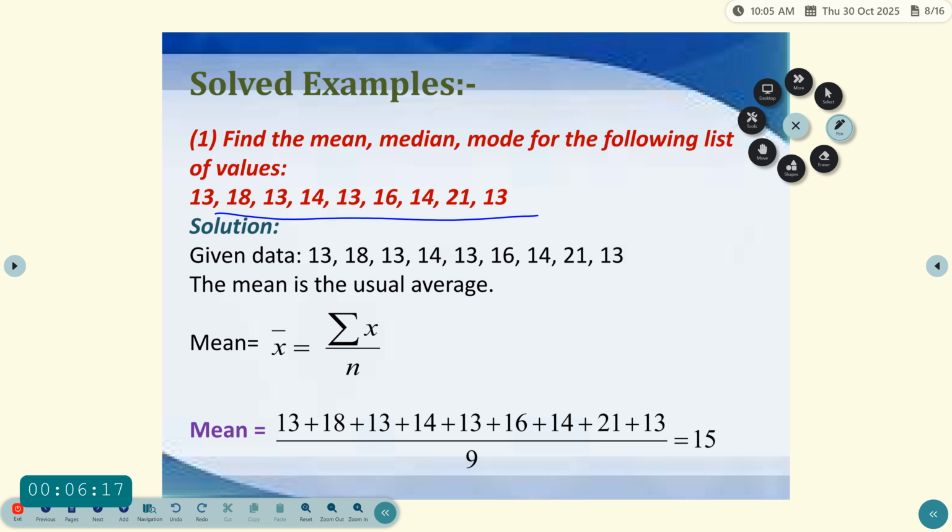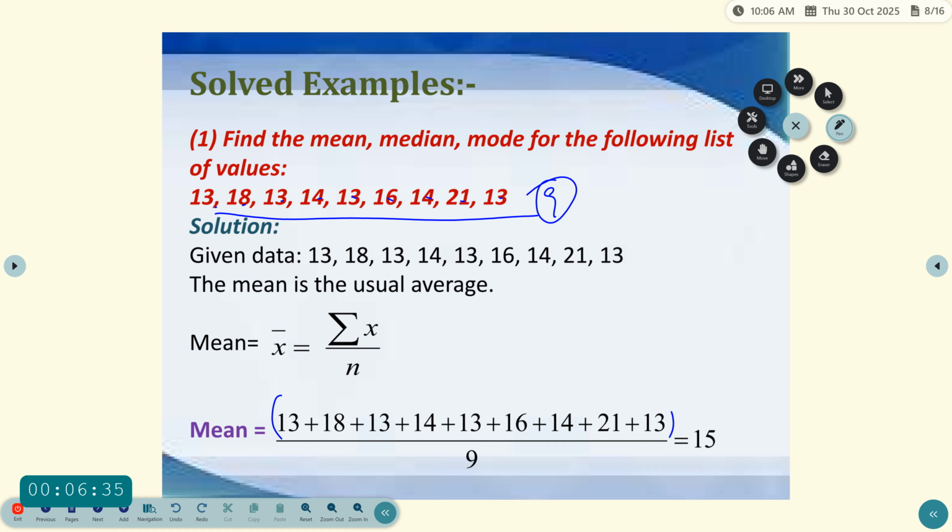So how can we find the mean value? Mean is nothing but the sum of observations divided by the number of observations. Just add all the observations given in the problem, and the number of observations here is 1, 2, 3, 4, 5, 6, 7, 8, 9. So totally 9 observations are given in the problem. So divided by 9, equal to 50.